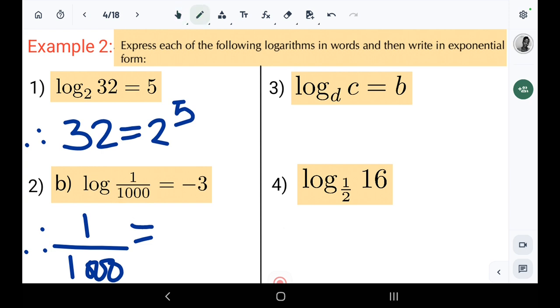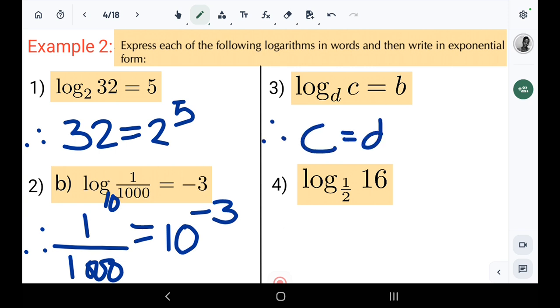So I'm going to write a small 10 there so that you keep that in mind when I translate it into exponential expression, exponential form. So that means that, therefore, that is equal to 10 to the power of negative 3. Number 3, the number is C equals the base is D to the power of B.